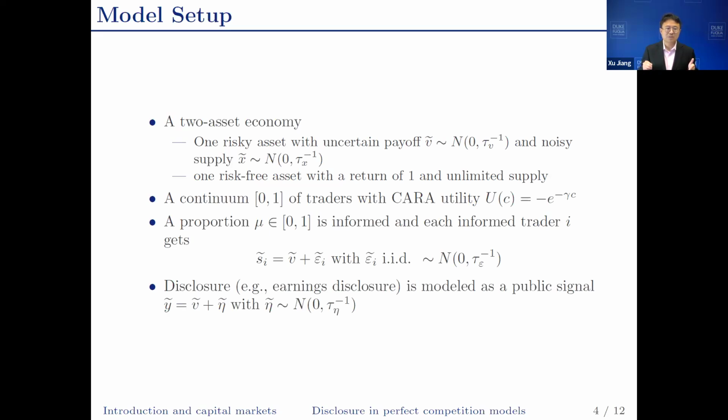Disclosure is modeled as a public signal Y, which equals V plus eta. Eta is normally distributed noise with mean 0 and precision tau eta. Tau eta is the key variable in this lesson because tau eta is a measure of disclosure quality. The higher tau eta is, the better the disclosure quality. One example of disclosure is earnings disclosure.